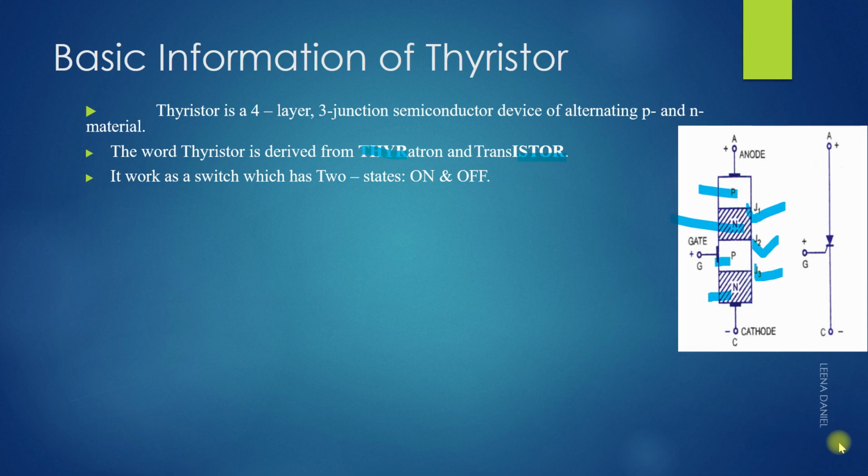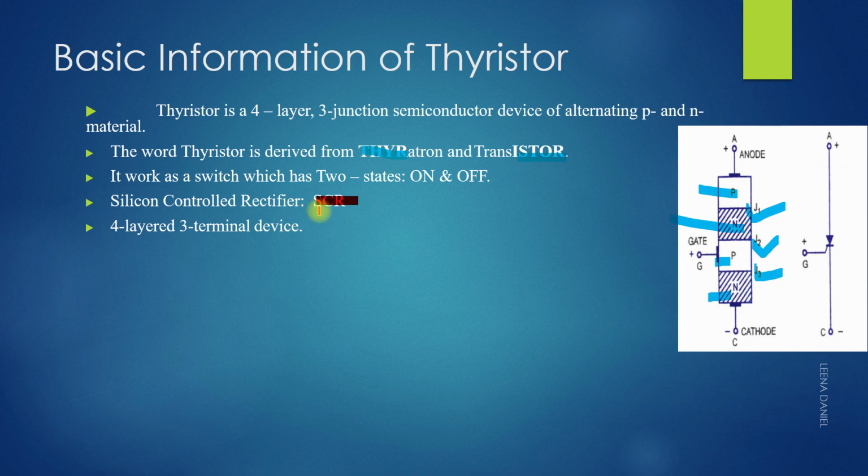Thyristor works as a switch which has two states, on and off. It has only two states. It can be in the on condition or it can be off, and both the states are stable states. That's why thyristor is called a switching device. Thyristor is also called a silicon controlled rectifier. The short form of silicon controlled rectifier is SCR.